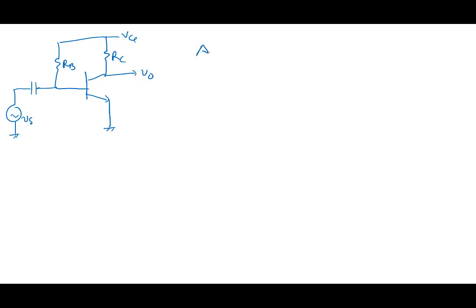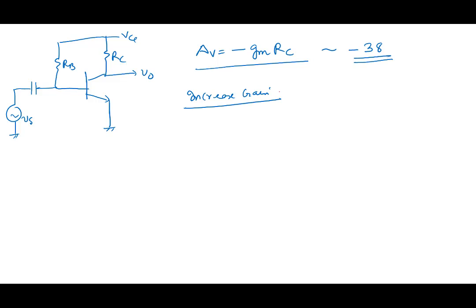Alright, so gain is AV equal to minus GM RC. Okay, minus GM RC. And we got a value of minus 38 for some combination. How can I increase the gain? Increase gain. What would you do? What are the strategies for increasing gain? Alright, he's saying increase RC. Anything else?